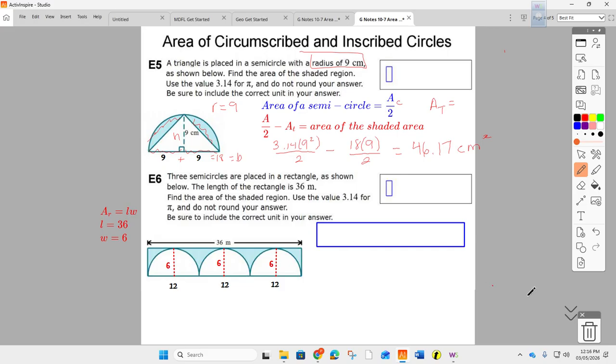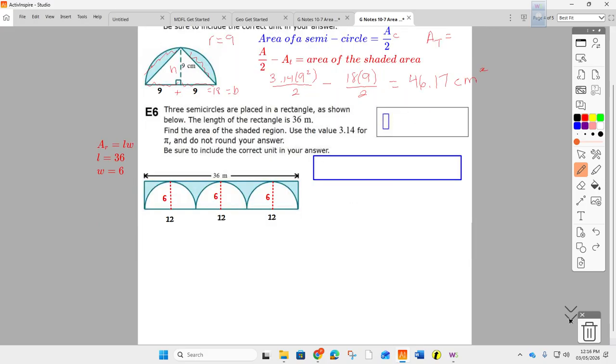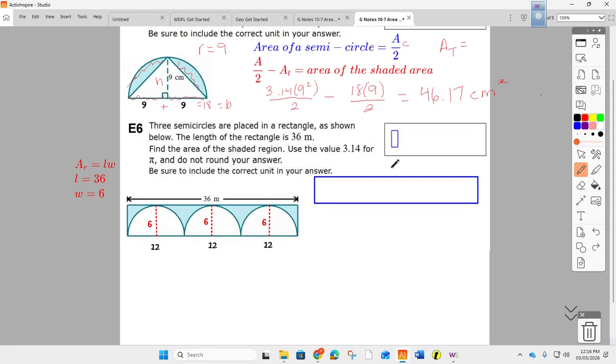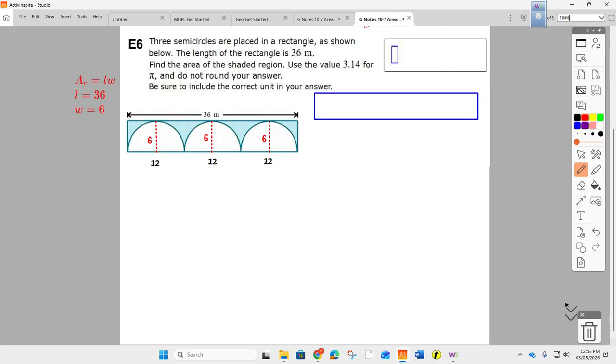Questions on example 5? Let's look at example 6. There are three semicircles. Three semicircles are placed in a rectangle as shown below. The length of the rectangle is 36 meters. Find the area of the shaded region. Use value 3.14 for pi and do not round your answer. Be sure to include the correct unit in your answer.